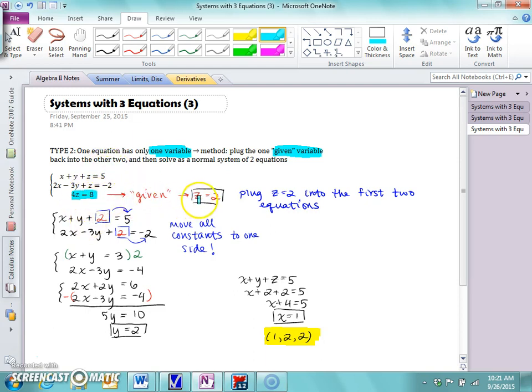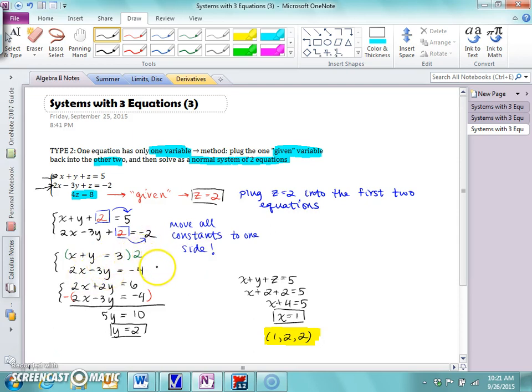And then you plug that given variable back into the other 2, and then you'll solve it like a normal system of 2 equations. So here's my work. I know z is 2, so I take 2 and I plug it into here and here. So here's my work. Now I don't just want to leave it like this. I want it in the form ax plus by equals c. So I take my constant and I move it to the other side. So I do 5 minus 2 and I do -2 minus 2. And I end up with x plus y is 3, and 2x minus 3y is -4.